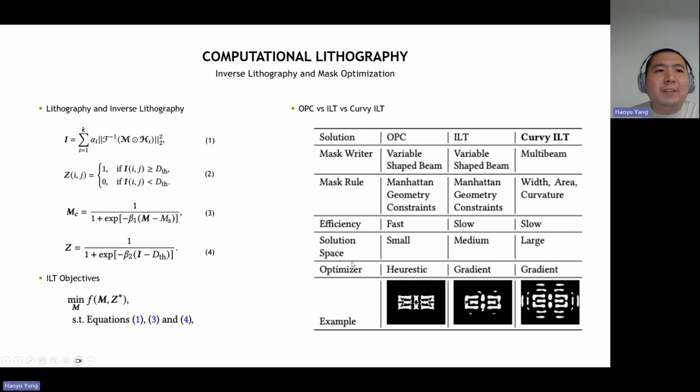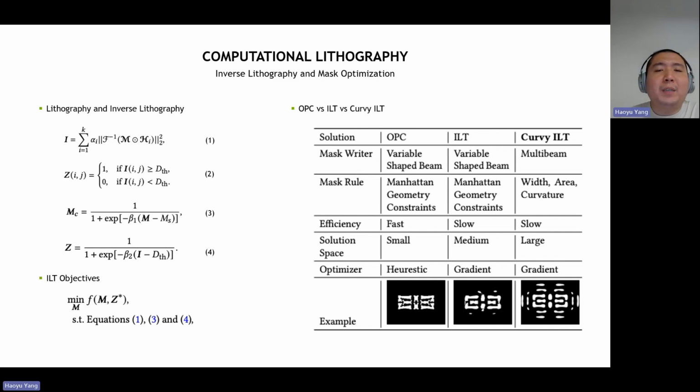Now let's talk about inverse lithography. Basically, we have all of those equations modeling the mask, the design pattern on the silicon wafer, its relationship, and the mask design. And we want to formulate the ILT objectives. We want to minimize some objective which represents the difference between the wafer pattern and the original chip design. It will also need to satisfy all of those lithography numerical equations.